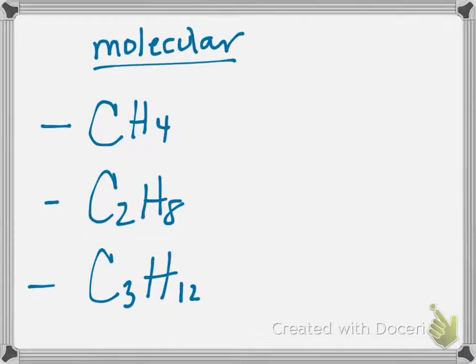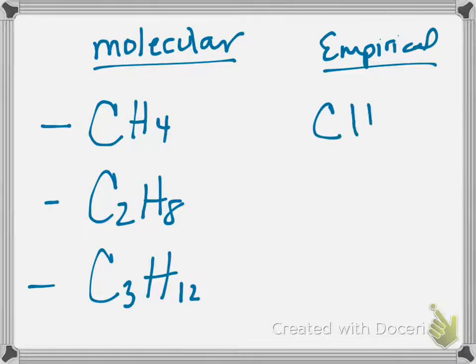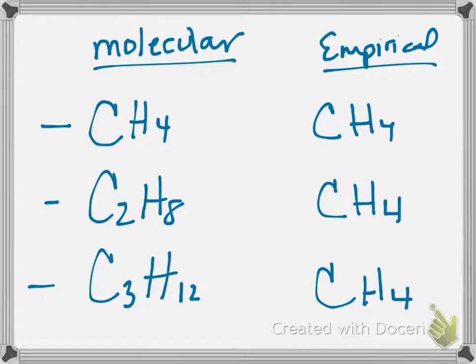And this distinction is really important. Even though we're not going to go heavy on the math with this, you have to understand the distinction between molecular and empirical. The empirical formula is just the smallest whole number ratio of the parts. So the empirical formula for CH4 is CH4. It's already the simplest whole number ratio. The empirical formula for C2H8 is CH4. And the empirical formula for C3H12 is CH4. They all have the same empirical formula. They have different molecular formulas, but the same empirical formula.